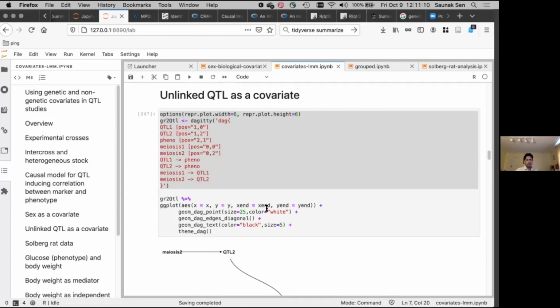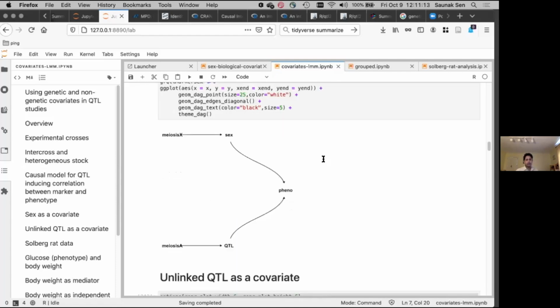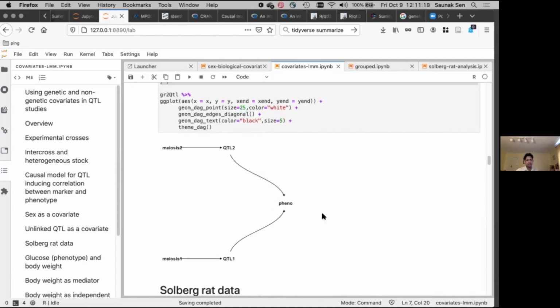In the same way, if you have a QTL on a different chromosome than the one that you're looking at, it's the same type of situation. If you don't adjust for the QTL on the other chromosome, you will get an approximately unbiased estimate of your QTL effect. However, you will lose efficiency if you are not adjusting for QTL on these other chromosomes.